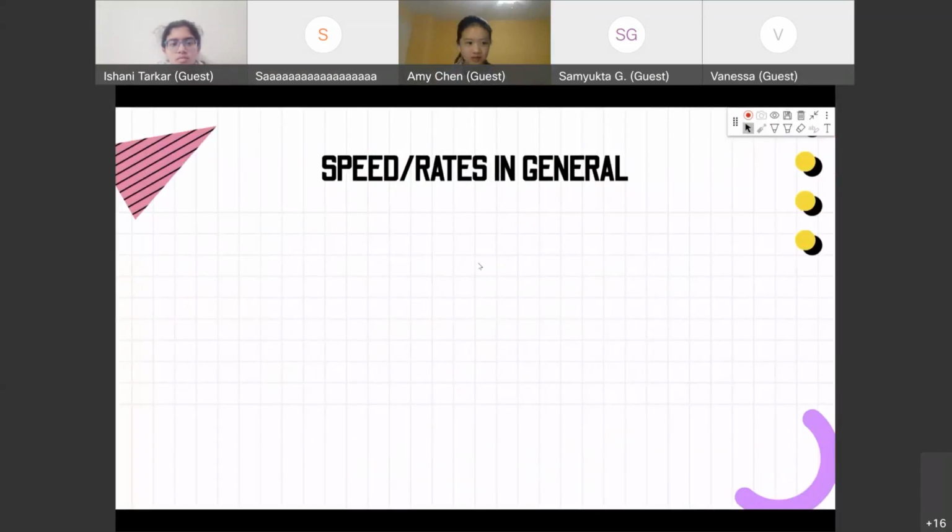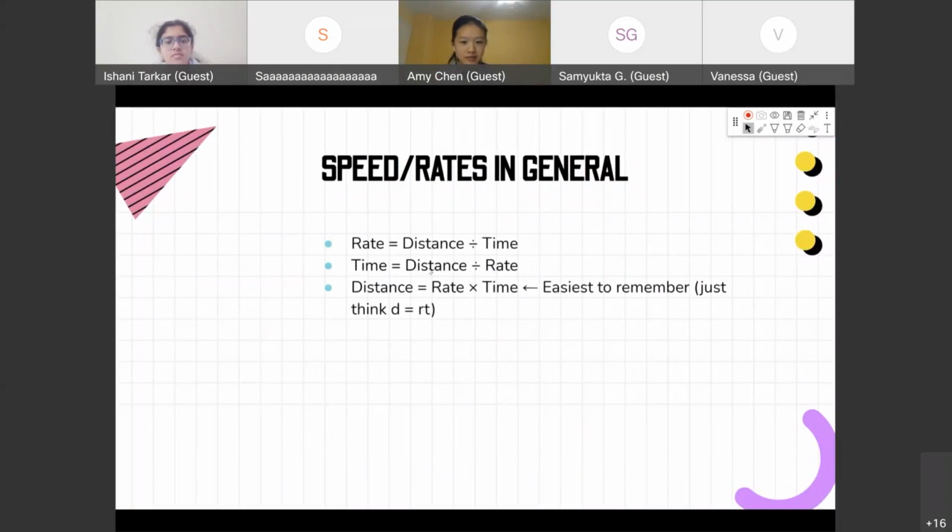All right, so now we're going to go over just speed, rates, and distance in general. So rate, these are sort of like the relationship between distance, speed, and time. Though really speed is just rate. It doesn't have to be speed, it could just be rate. So this one, you just need to remember one. I would remember this one. Distance equals rate or speed times the time that it took to travel.